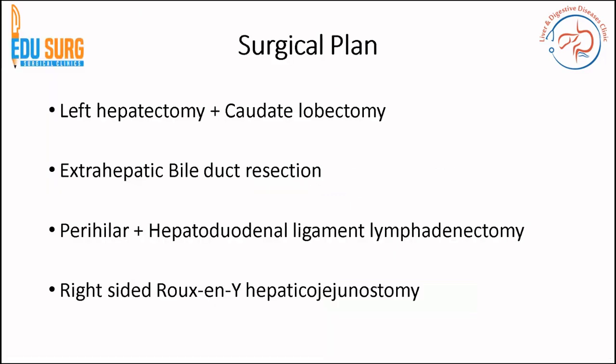So the surgical plan was to do a standard left hepatectomy with a caudate lobectomy, add an extrahepatic bile duct resection, and do a perihilar and hepatoduodenal ligament lymphadenectomy. And the reconstruction, of course, would be a right-sided Roux-en-Y hepaticojejunostomy.